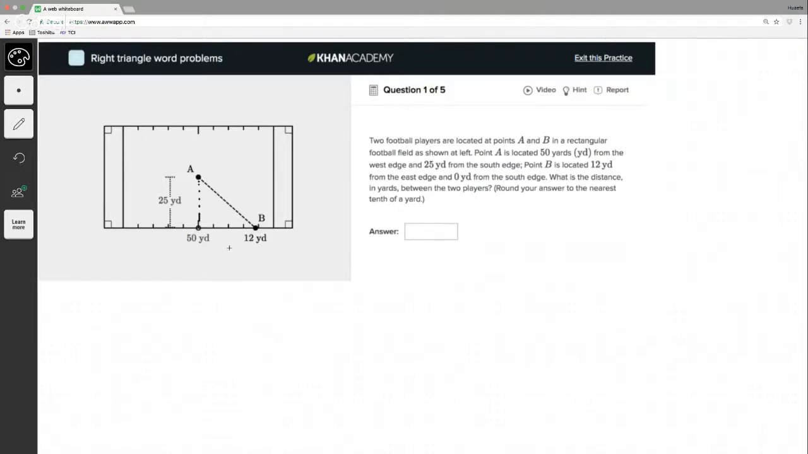And point B is located 12 yards from the east edge. And wait, from the east edge. So here, I got it. 12 yards from the east edge and 0 yards from the south edge because it's on the south edge. What is the distance in yards between the two players?